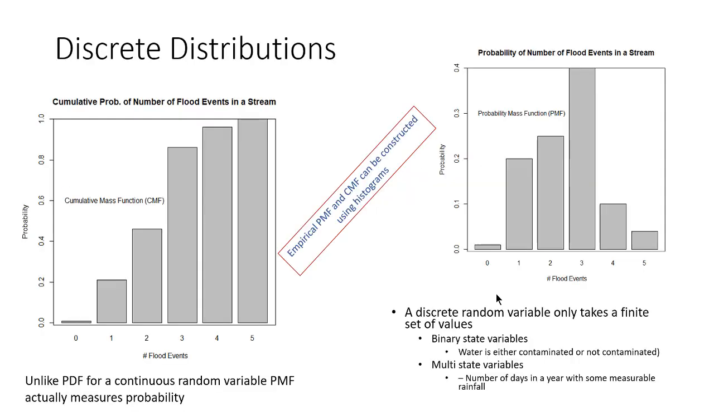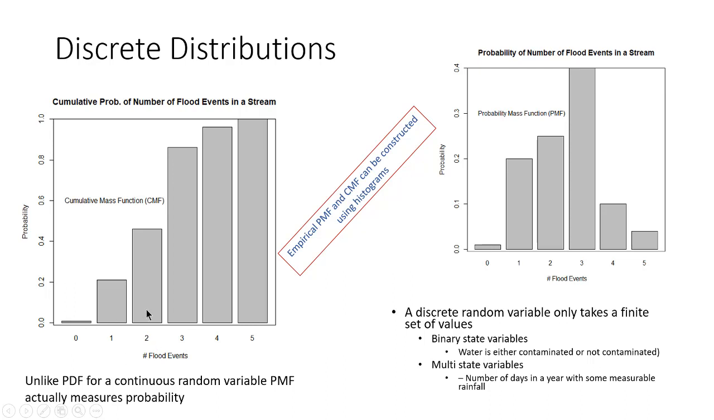Okay. So I'll start off with discrete distributions. Discrete distribution basically means that your random variable takes a finite number of values. So for example, if I look at flood events, I can have no flood events, 1 flood event, 2 flood events, 3 flood events in a given year. I cannot have a 2.5 flood event or a 3.5 flood event. So this is a discrete random variable.